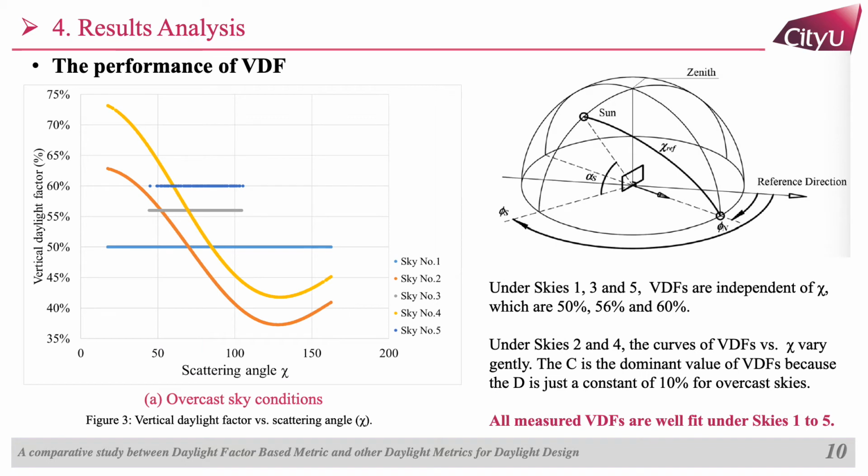As shown in the figure on the right, the skying angle is the shortest angle between the sun and the window normal. The figure 3 shows the correlation between vertical daylight factor with skying angle on the overcast sky. We can see that for sky 1, 3, and 5, the VDFs are independent of skying angle. On the sky 2 and 4, the curves vary gently. All measured VDFs are well fit under sky 1 to 5.